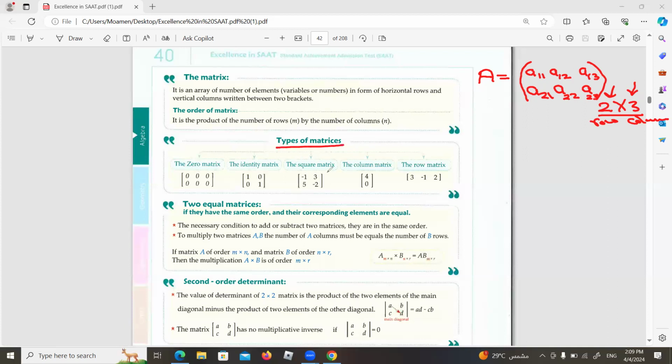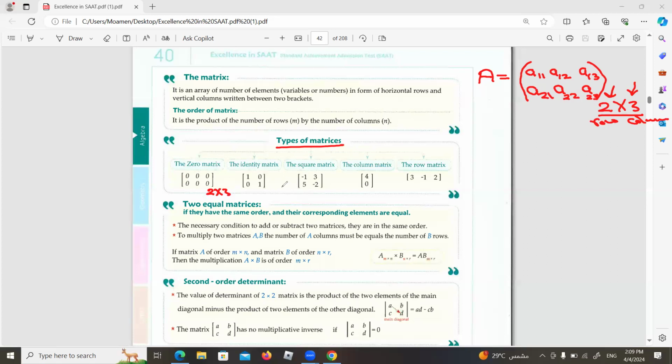The types of the matrix. We have some types of the matrix. We have the zero matrix, where the elements of the matrix are zeros. And as you see, this matrix, its order is 2 multiplied by 3. Okay. Identity matrix.